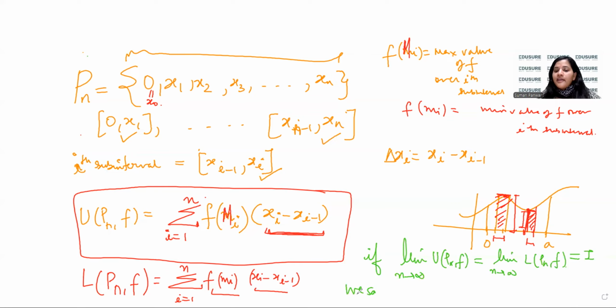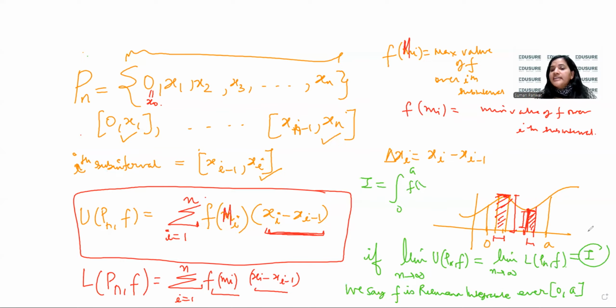we say f is Riemann integrable over the closed interval 0 to a. This is the definition of Riemann integral. We have to look at the sequence of the lower sums and the sequence of the upper sums, and they have to converge to a common value that is known as the integral. So this I is nothing but the integral from 0 to a of f(x) dx. And this is also known as the area under this function over the interval 0 to a.